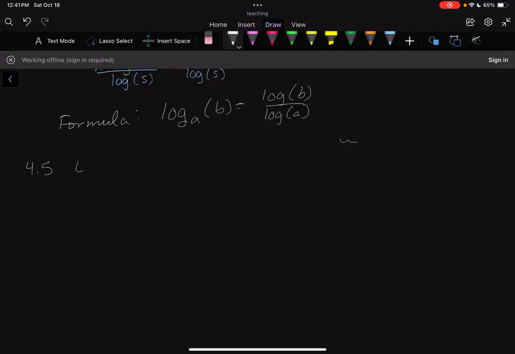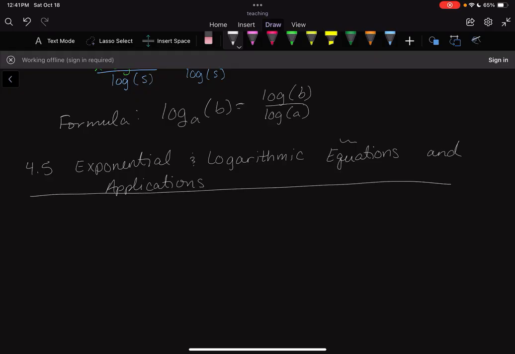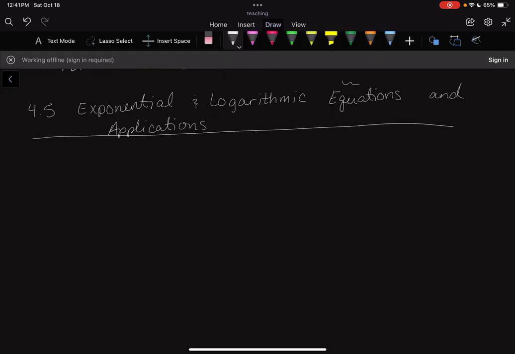So here's our title. 4.5 is exponential and logarithmic equations and applications, but like I've said, we don't cover very much about applications in this class in particular. So first, I'm going to give you some advice when we are solving exponentials and then when we're solving logarithmic functions.